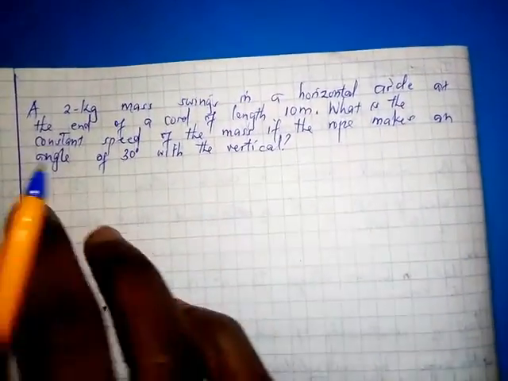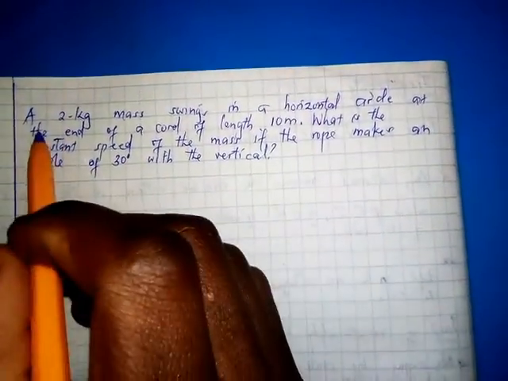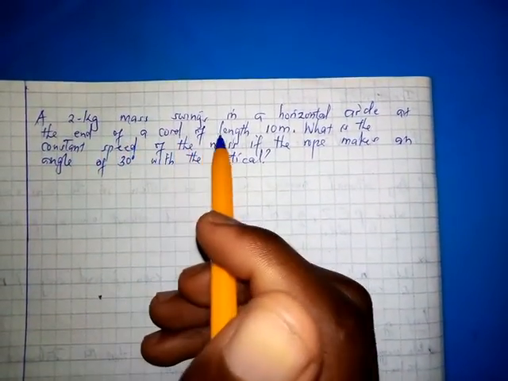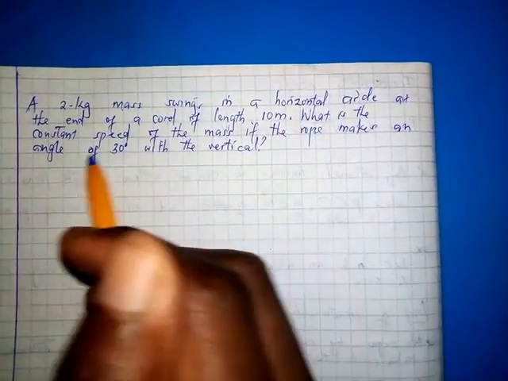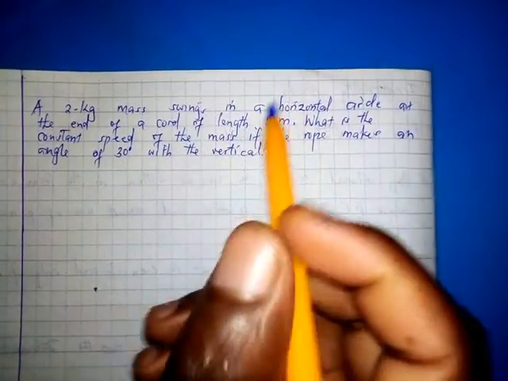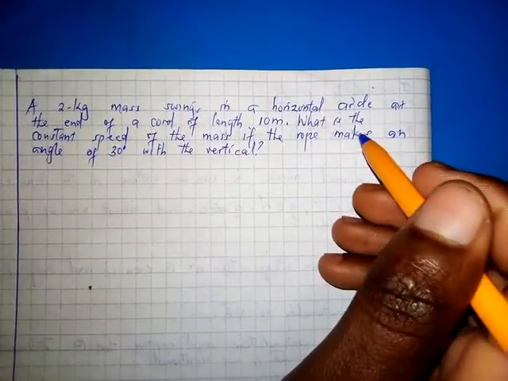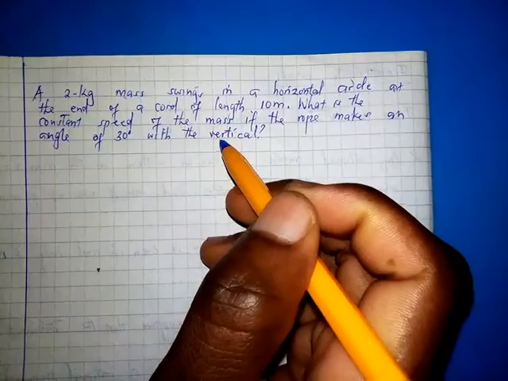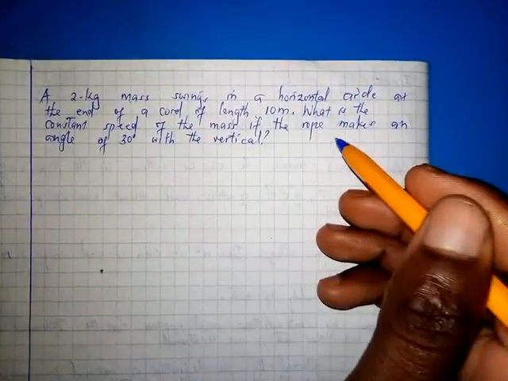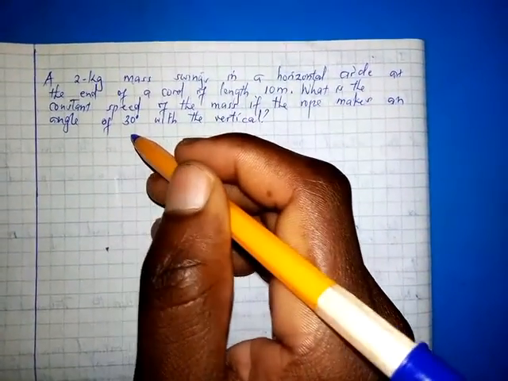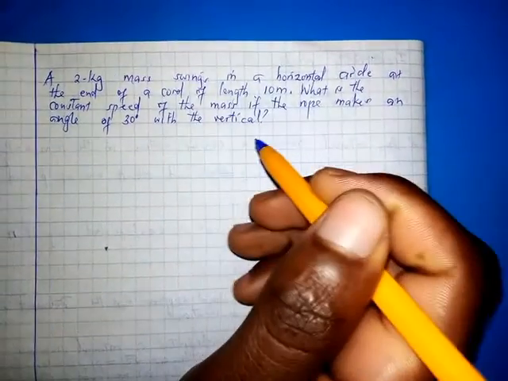In this video we are going to solve a problem on a conical pendulum. And here is the problem. A 2 kg mass swings in a horizontal circle at the end of a cord of length 10 meters. What is the constant speed of the mass if the rope makes an angle of 30 degrees with the vertical?